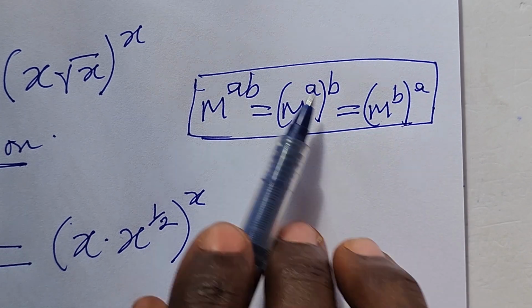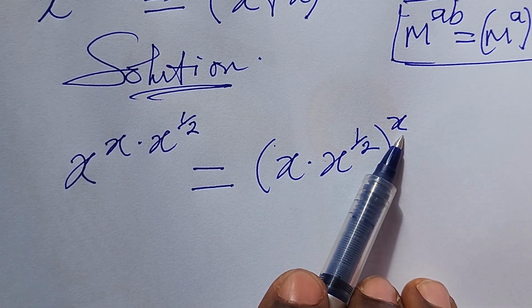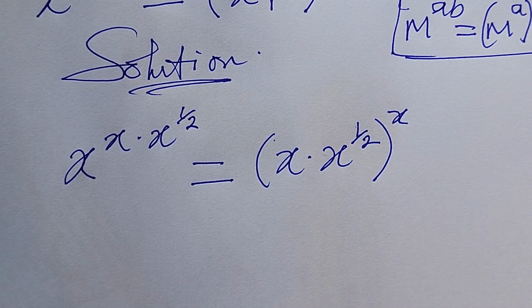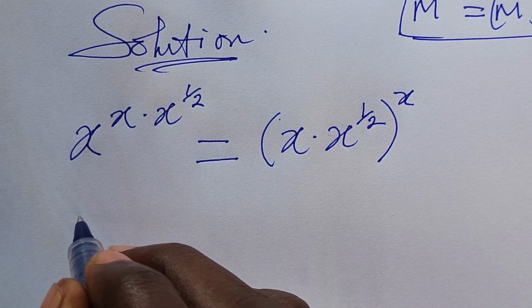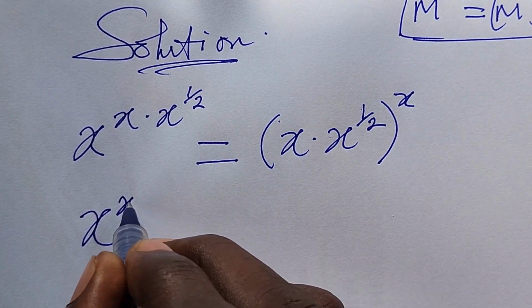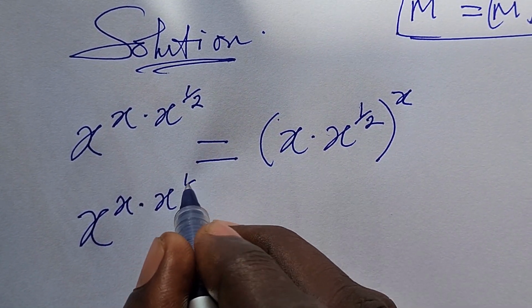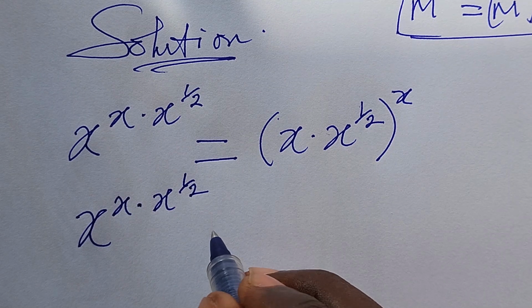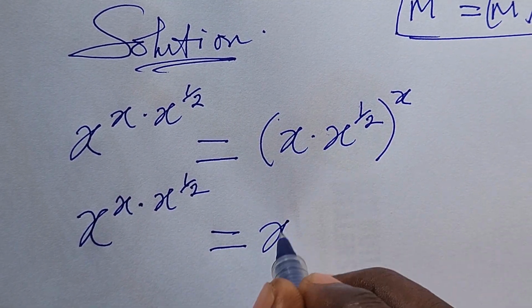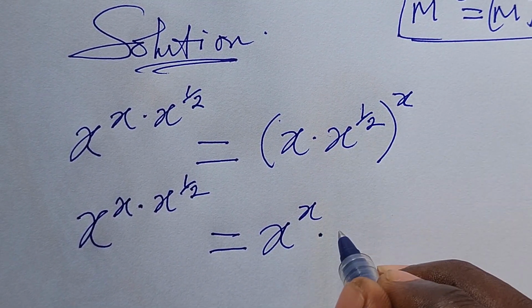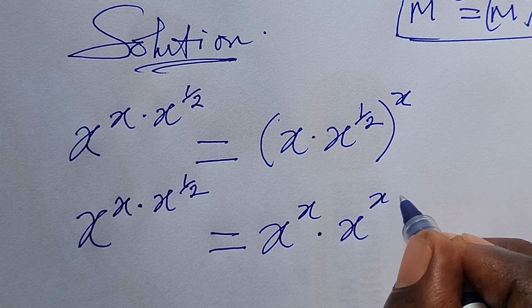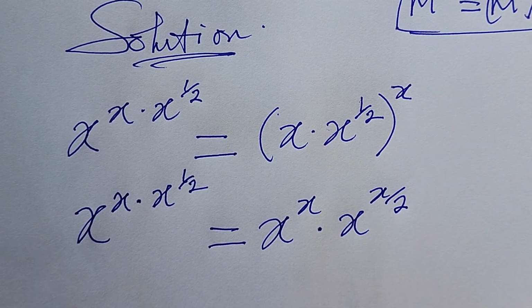If we apply this rule here, then we can open this using this exponent here. So this in turn will give us x to the power of x times x to the power of 1 over 2. Then this is equal to x to the power of x times x to the power of x over 2. As easy as ABC, right?